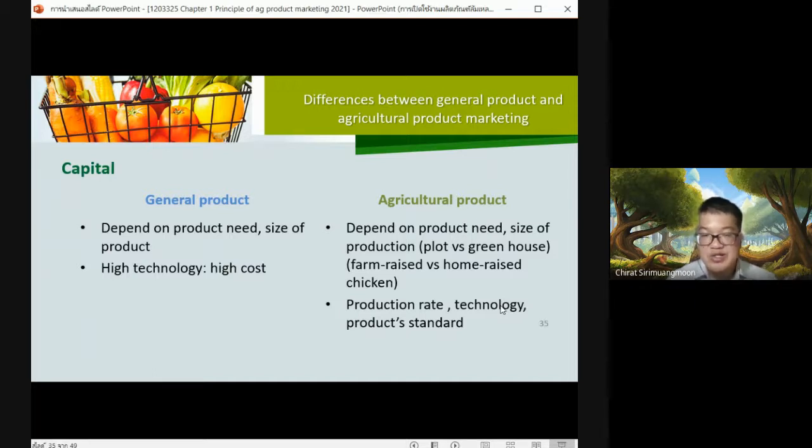There's also concern about production rate and technology use too, because agricultural products have very complicated issues. Sometimes the production rate is not what we expect because the season is changed, the climate is changed, and sometimes the quality of the product will not be the same too. So it affects the capital a lot.